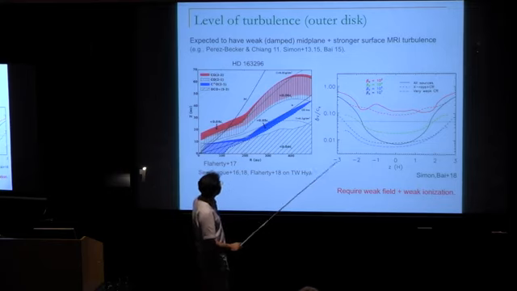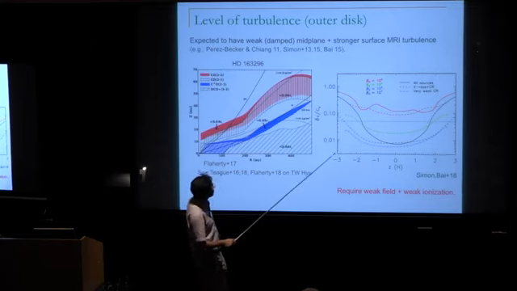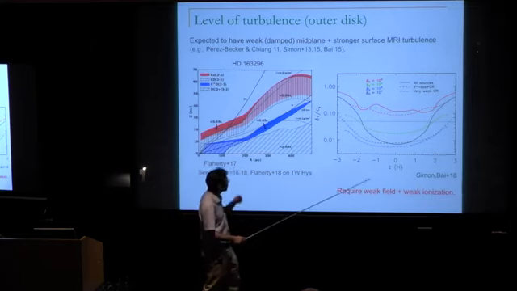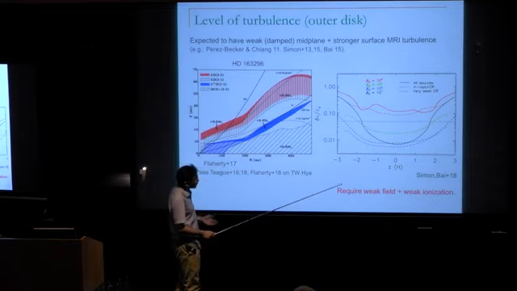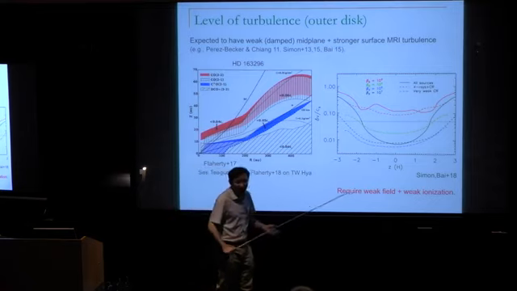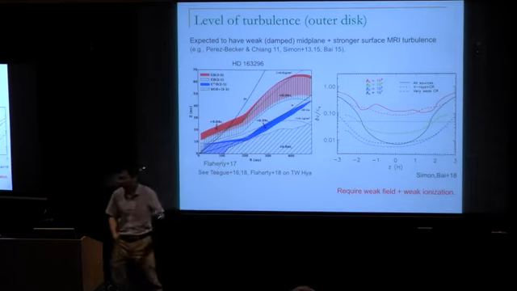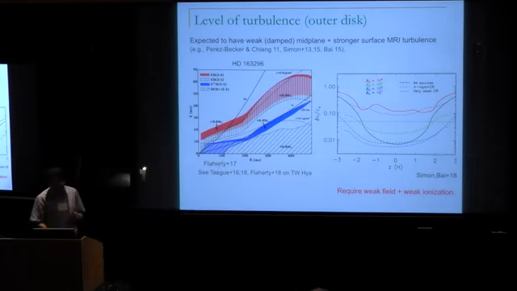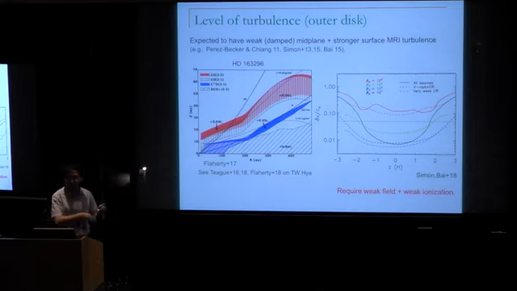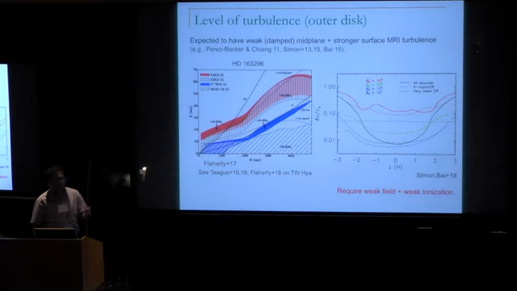In order to reconcile this result, we find that we really need a somewhat weaker field, and we also need to reduce the ionization level. How to reduce the ionization level? Either cosmic rays are excluded, or X-rays may be shielded by the wind launched from the inner region. There are some ideas, but this needs to be tested.